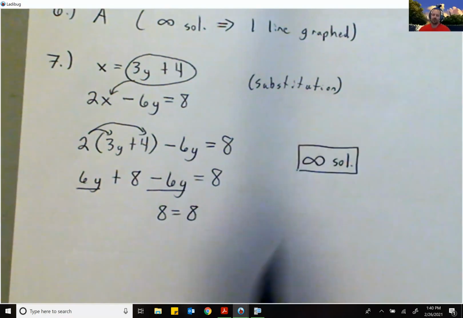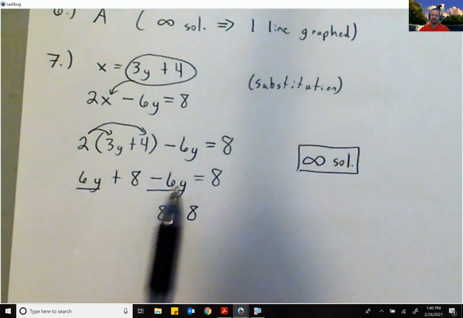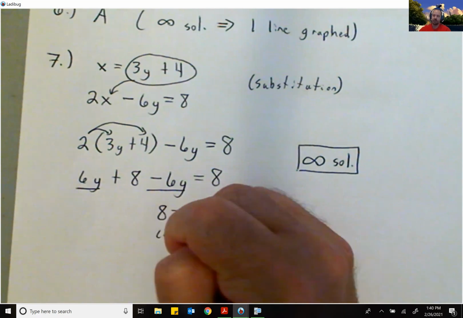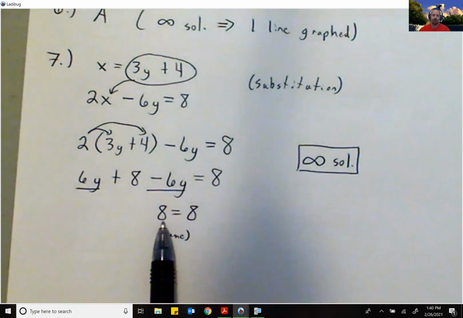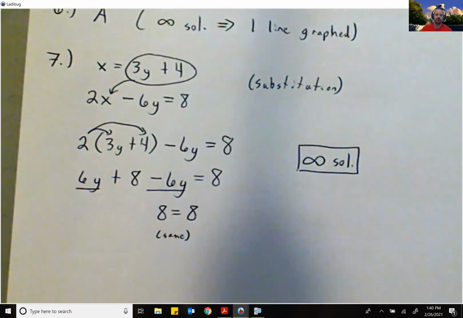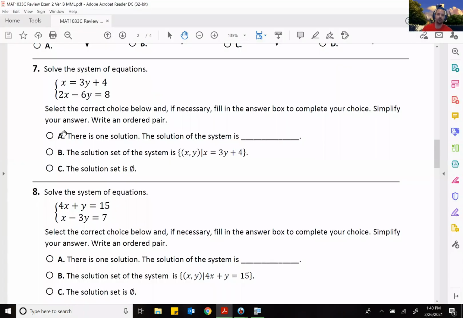So remember, when your variables cancel out and they are the same number, that's an infinite. If these were different numbers, then we would have said no solution. So in number 7, since it's infinite, which answer would we select? A, B, or C? B. You would select B because B is the infinite answer. Any questions on number 7?